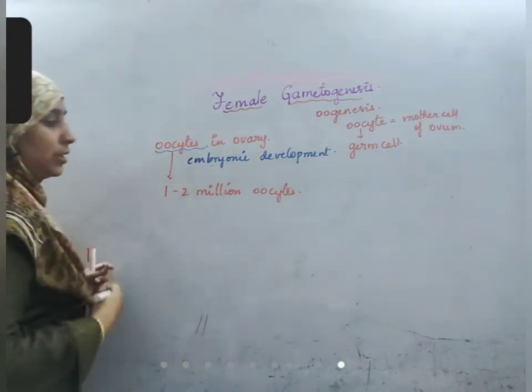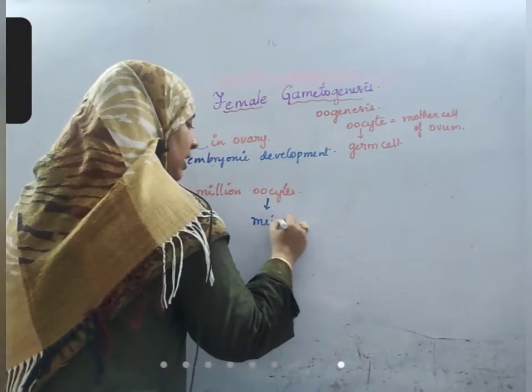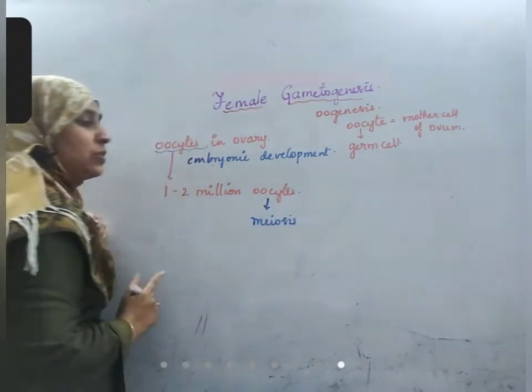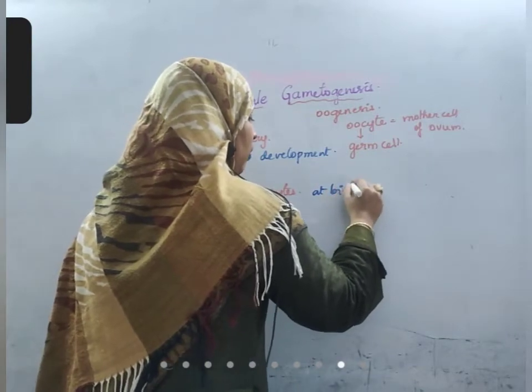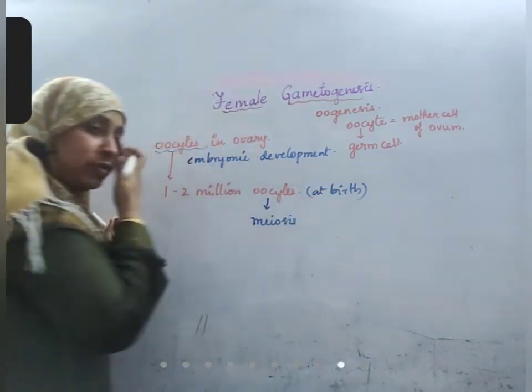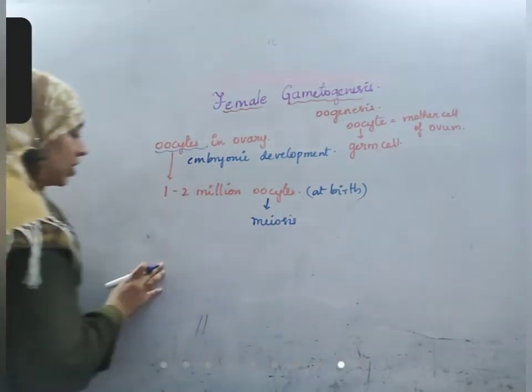After the birth, these oocytes will enter into meiosis. At what time? Meiosis will start at birth. At birth only. Once the baby is born, meiosis will start. But this meiosis is not completed, only partially completed.